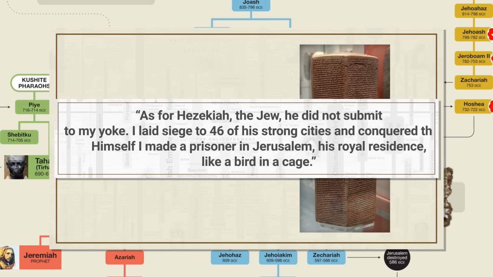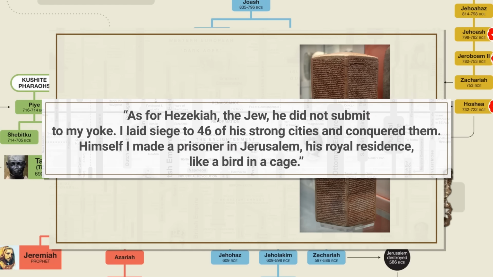"As for Hezekiah the Jew, he did not submit to my yoke. I laid siege to 46 of his strong cities and conquered them. Himself I made a prisoner in Jerusalem, his royal residence, like a bird in a cage."